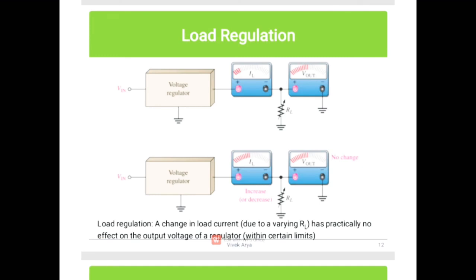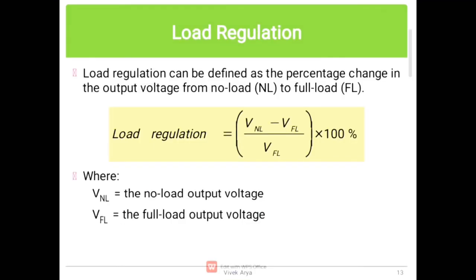A change in load current due to varying RL has practically no effect on the output voltage of a regulator within certain limits. For this purpose, we use load regulation to maintain a constant DC output supply. Load regulation can be defined as the percentage change in the output voltage from no load to full load. With the following formula, we can calculate load regulation.